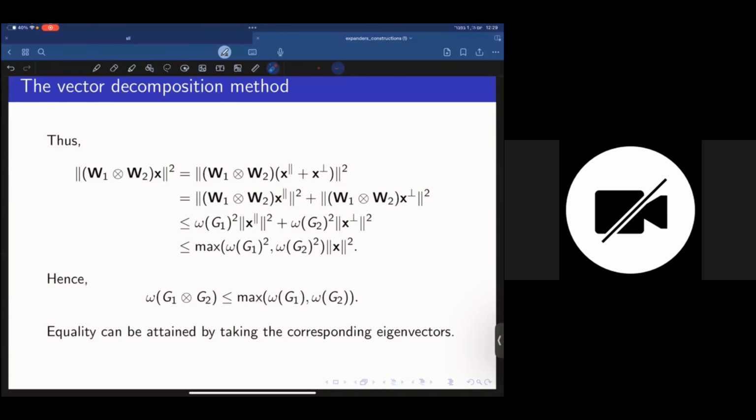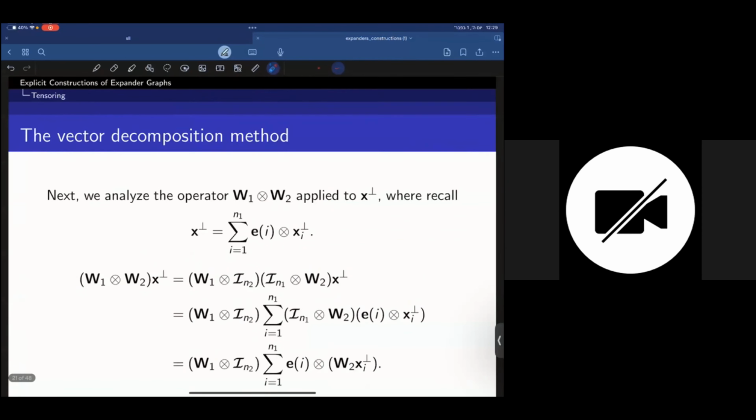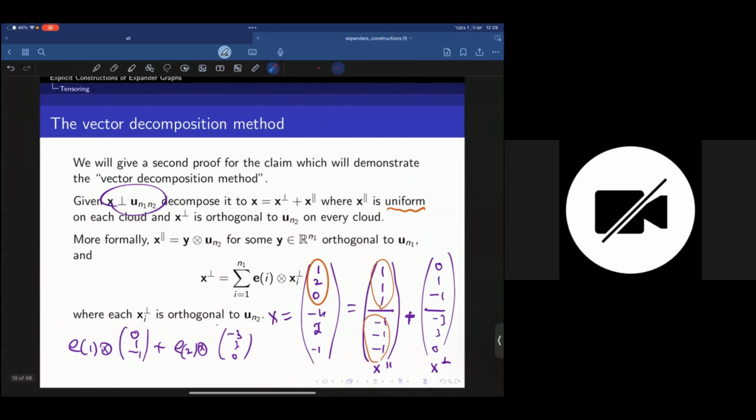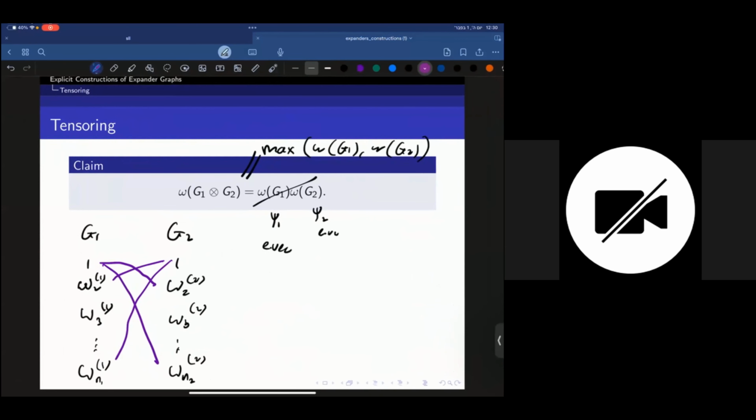No, it was enough. You didn't show that every eigenvector of the tensor product of its matrices is of this form. No, I did. I mean, I didn't really do it, but we kind of said it here. We said that if you take an eigenvector of G1 and an eigenvector of G2, then the tensor product is an eigenvector. That was a calculation. Exactly. And that's enough. I just wanted to work with tensors.